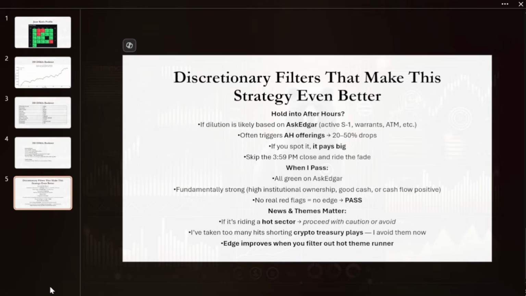I've taken too many hits shorting crypto treasury plays over this year. I avoid them now. I am red on those plays. So edge improves when you filter out the hot theme runners as well. The backtest didn't include some of these points I hit, but I believe these are ways that I scan and look at stocks and decide whether to enter them. And I believe a little bit of discretionary filters would improve this as well.